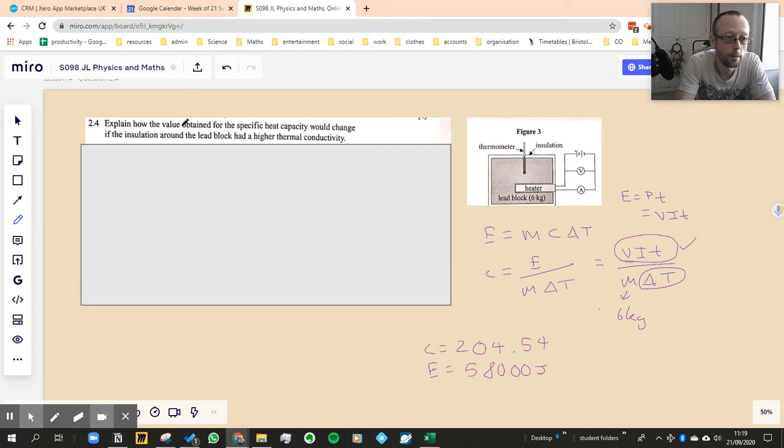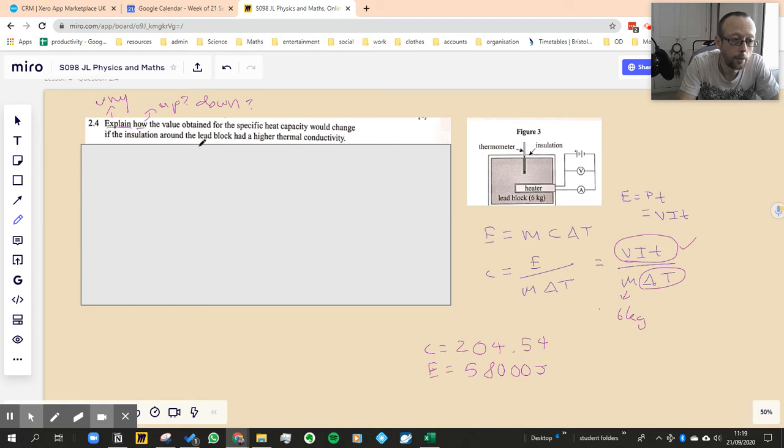It's saying, explain how the value obtained for the specific heat capacity would change. So what we're going to do is say, is it going to go up or down? Is our value for the specific heat capacity going to be too high, or is it going to be too low, and why? That's kind of what it's asking.